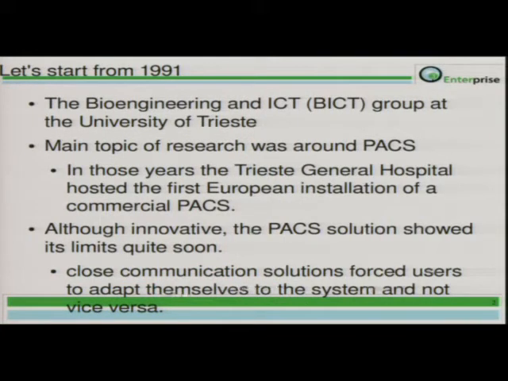In the bioengineering and ICT group in Trieste, there was a very big group of researchers, and the main topic of research was around PACS systems. PACS means Picture Archiving and Communication System. So systems for archiving, managing, and distributing images, radiological images, in the hospital. And why did we start in 1991? Because in Trieste there was the first installation of a commercial PACS in Europe. So you can imagine that the experience we got from this installation was very big.